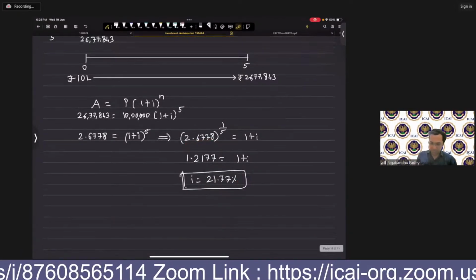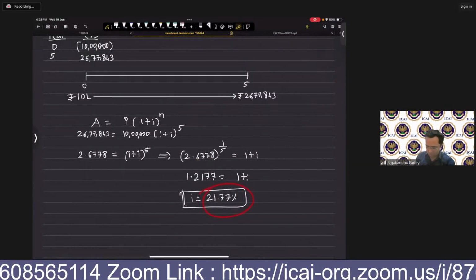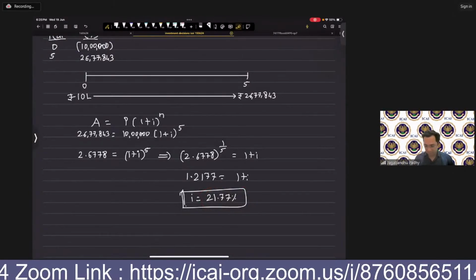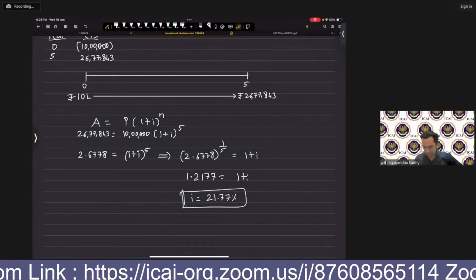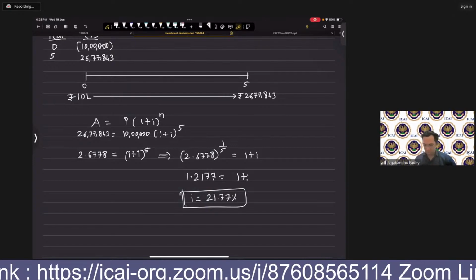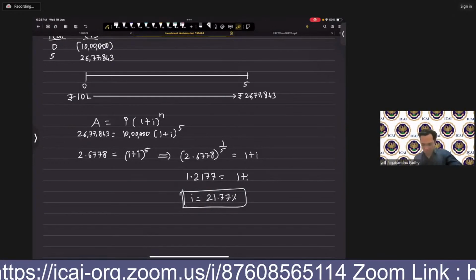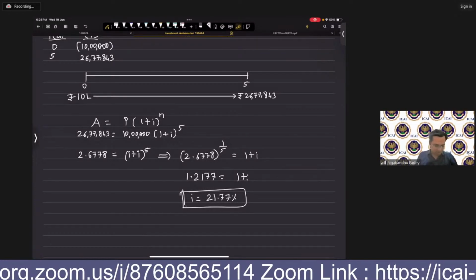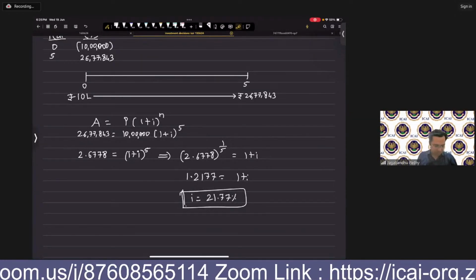Okay, now this is what the MIRR of the project is. This is the modified internal rate of return of the project. Let me just wait 1 second. See the calculations. 1.2177.